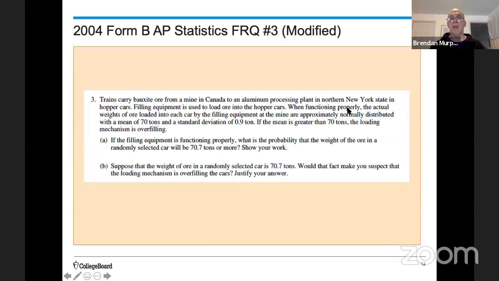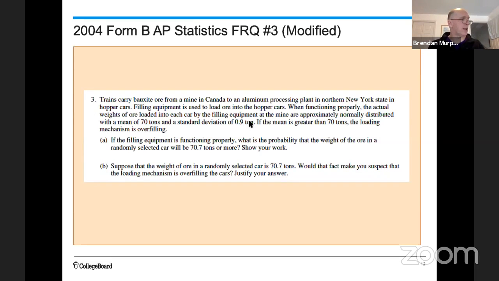When functioning properly, the actual weight of ore loaded into each car by the filling equipment at the mine are approximately normally distributed, that's good, with a mean of 70 tons and a standard deviation of 0.9 tons. So that's a pretty big standard deviation, right? Almost 1 ton.